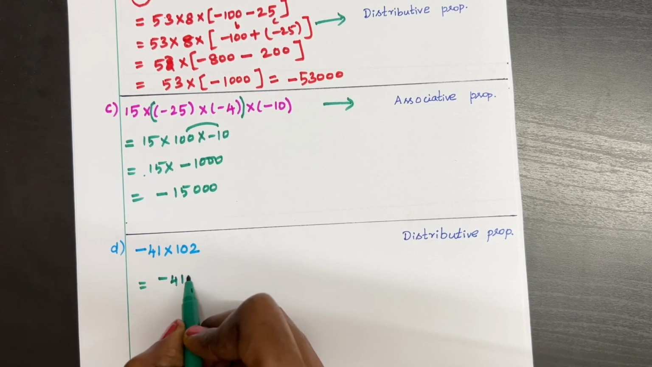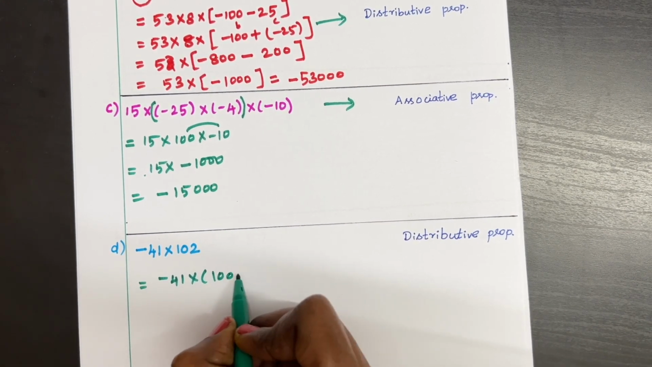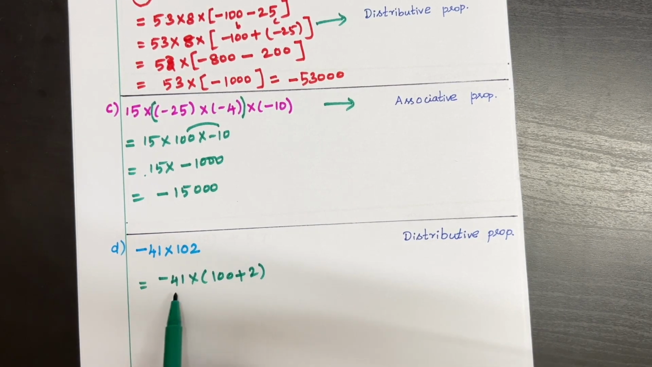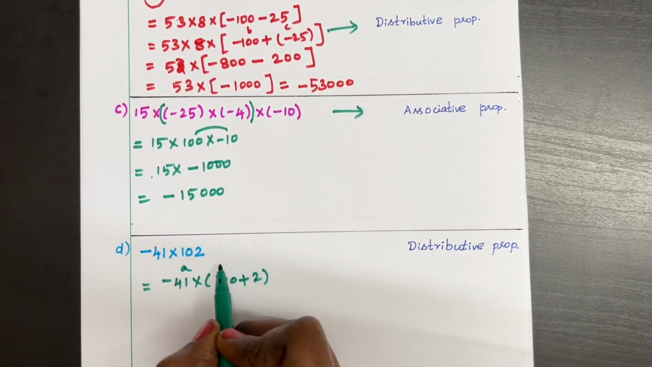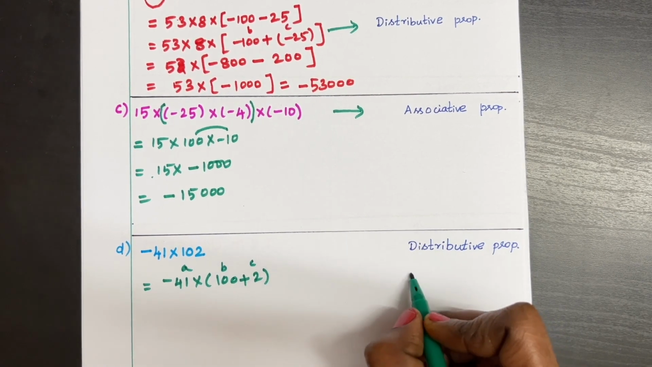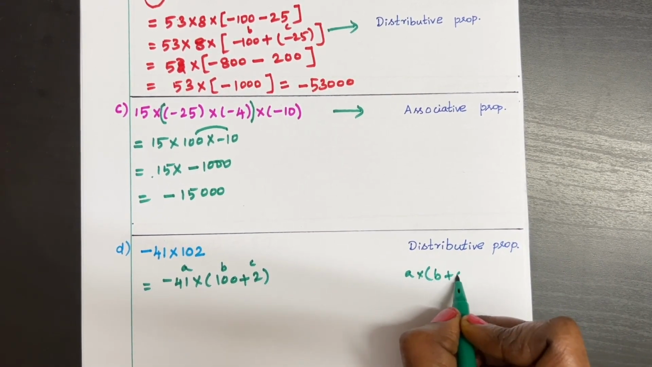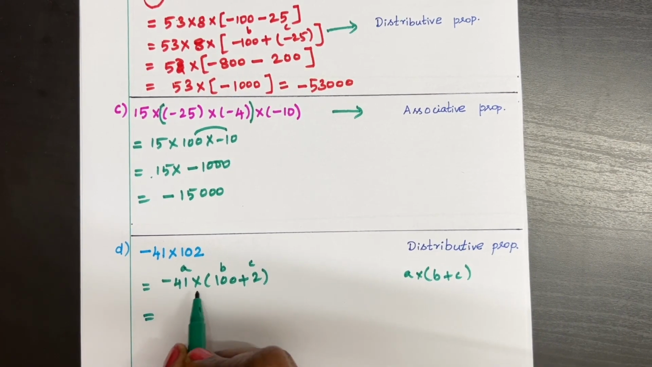Minus 41 into 100 plus 2. Can we write like this? See here, this is the distributive property of multiplication: A into B plus C. How do we have to do it now?